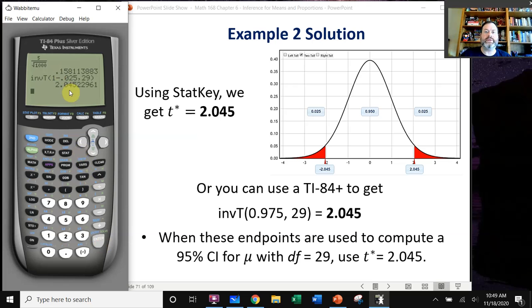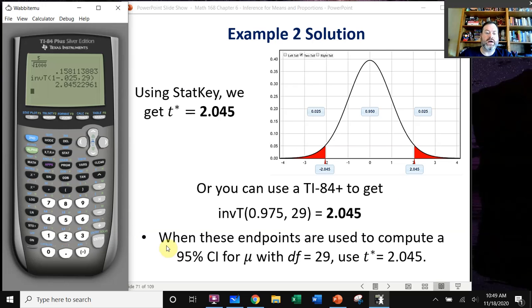So it's however you want to do it. On a test, either method is fine. You're not using a ton of StatKey on the exam, on the third exam or the final. But if you want to use StatKey, you can. I still think the graphing calculator is a little quicker for most situations.